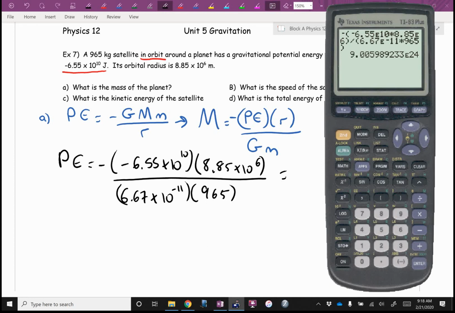Ben, you got that as well? What was the mass of the Earth? 10 to the 24. The mass of the Earth is roughly 6 times 10 to the 24th. This planet is about 50% heavier. Just 9 is 50% bigger than 6. So an Earth-ish planet, a little larger.